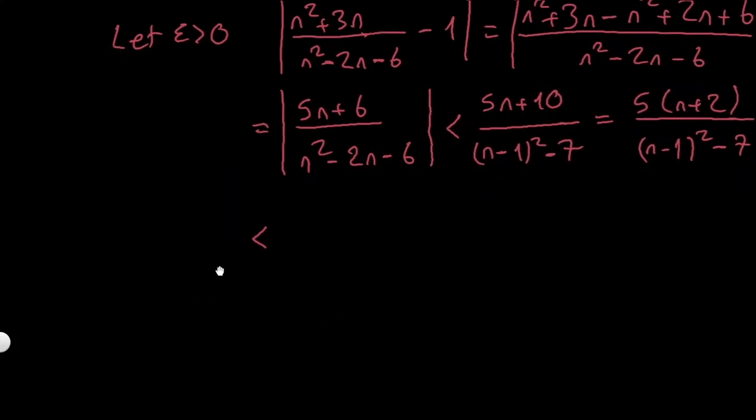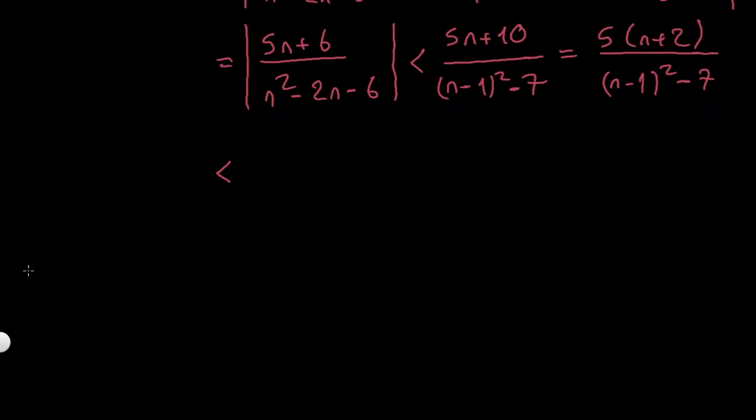On this part, I'm thinking, for example, would (n minus 1) squared minus 7 be greater than, let's say, (n minus 2) squared? Because if it was so, we would have something much simpler. Sorry, I'm trying to see if this is bigger. Because if this is bigger, when I take reciprocals, it will be smaller, and it will be what I want. So let's open both sides.